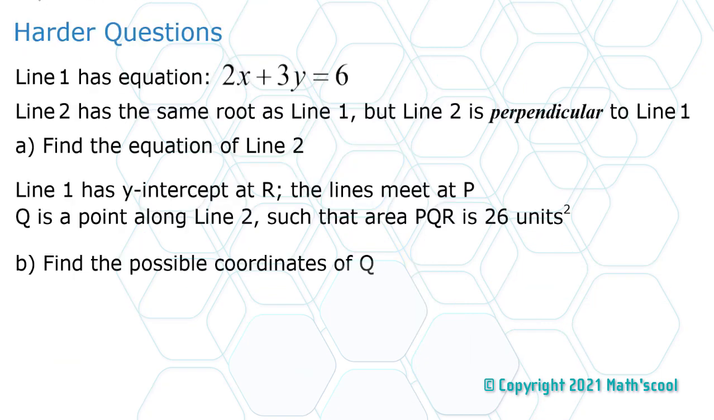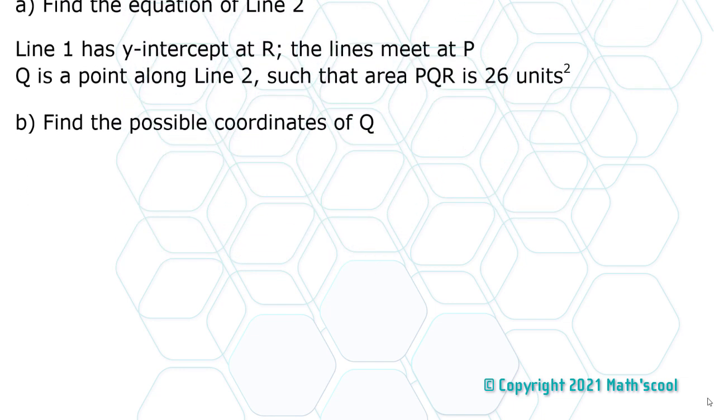Okay, last question. Again, it's one of the harder questions. Line 1 has equation 2x plus 3y equals 6. Line 2 has the same root as line 1, but line 2 is perpendicular to line 1. Okay, well, let's start our drawing.